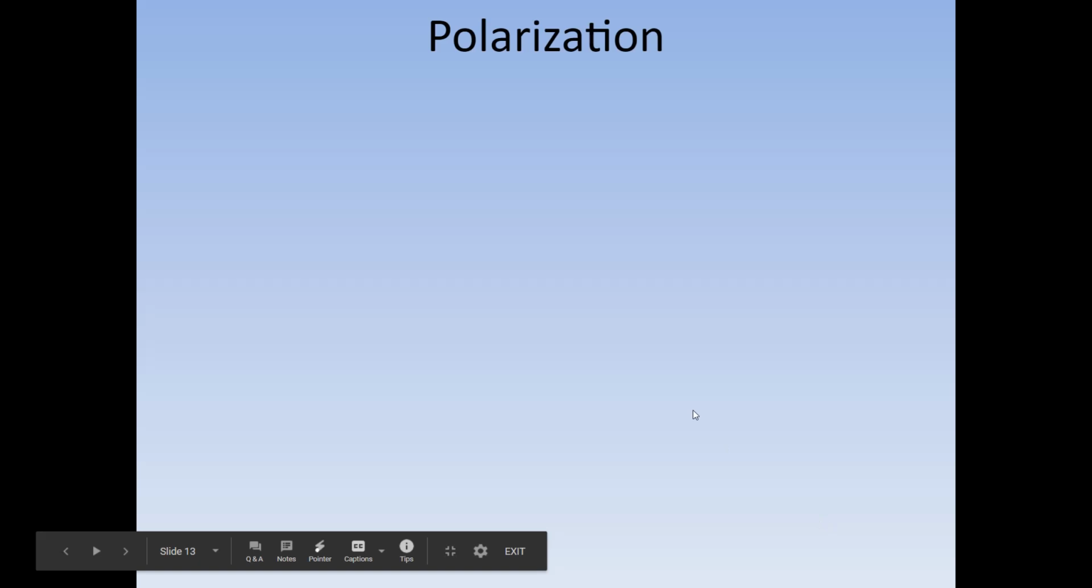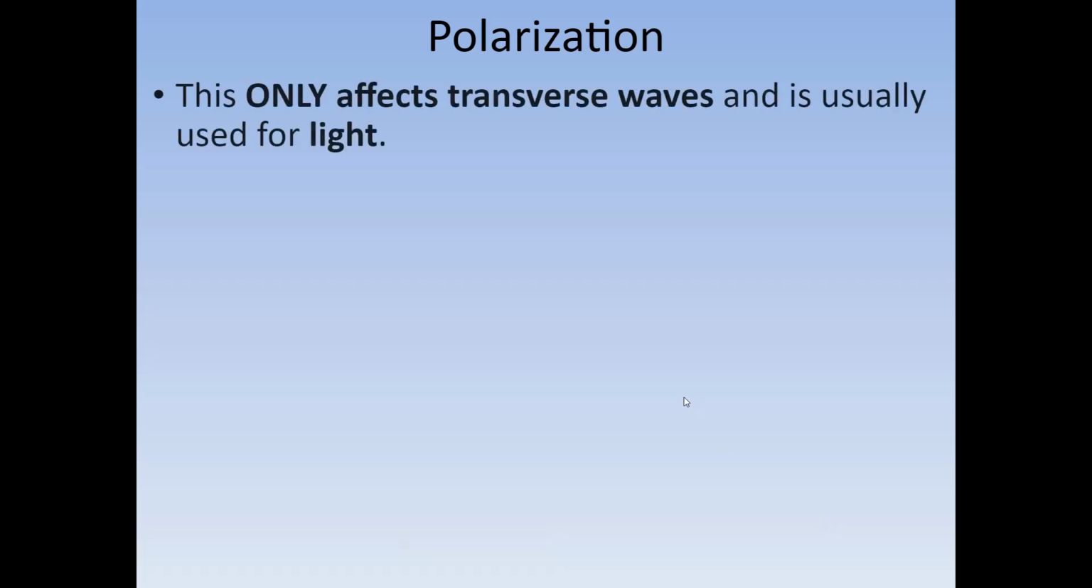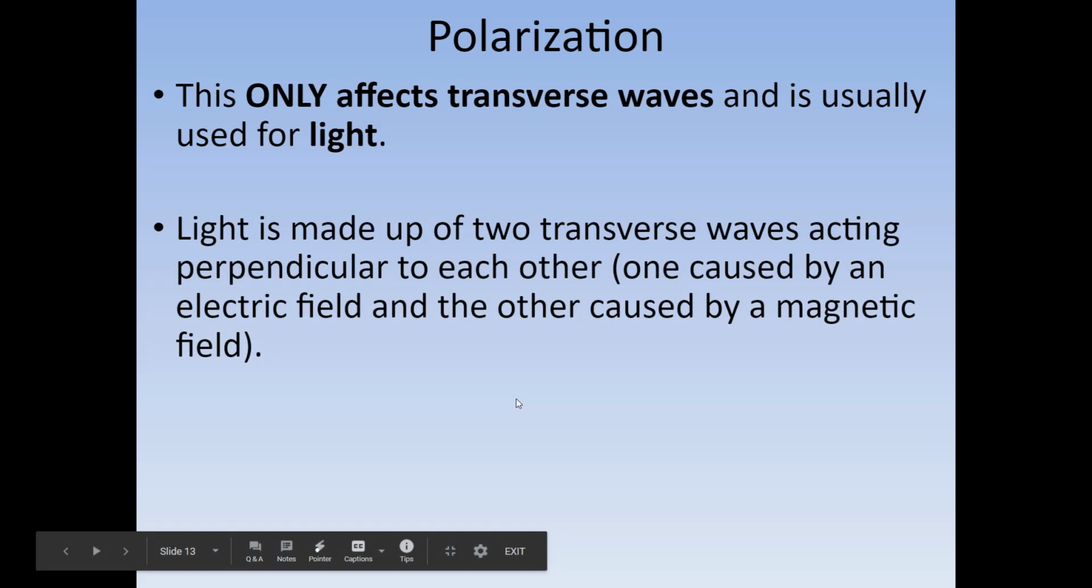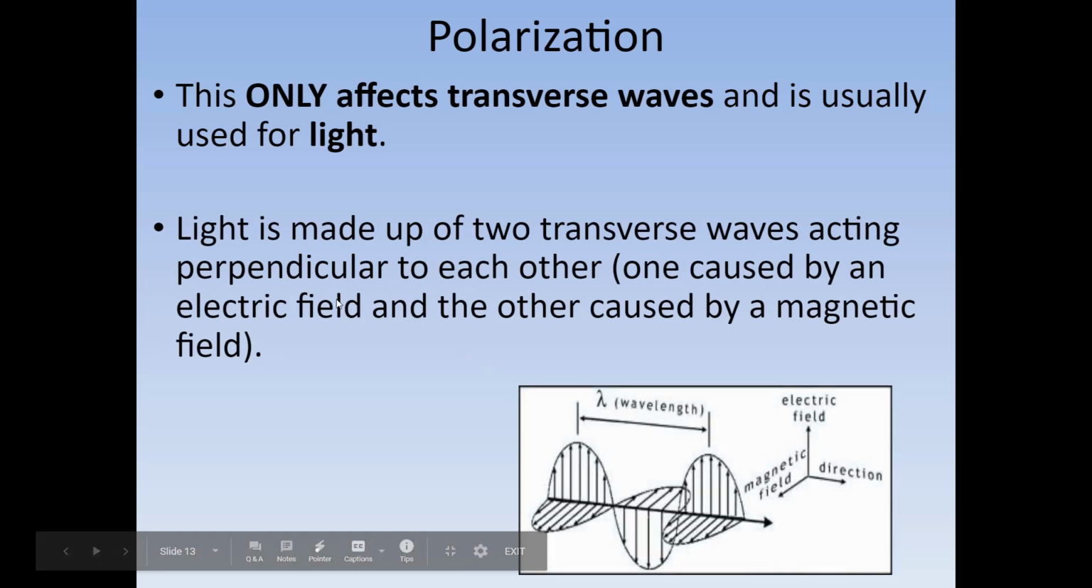Okay, the last thing I want to talk about is this concept of polarization. Polarization is something that only affects transverse waves. It's mainly used for light, though it works for any transverse wave. The reason why it works mainly for light is because light is actually what's called a double transverse wave. It has a vertical transverse component, but it also has a horizontal component. So it looks something like this. This is actually caused by the electric field and the magnetic field, hence why it's called an electromagnetic wave, because it's composed of electric and magnetic fields. But yeah, it has these two components.